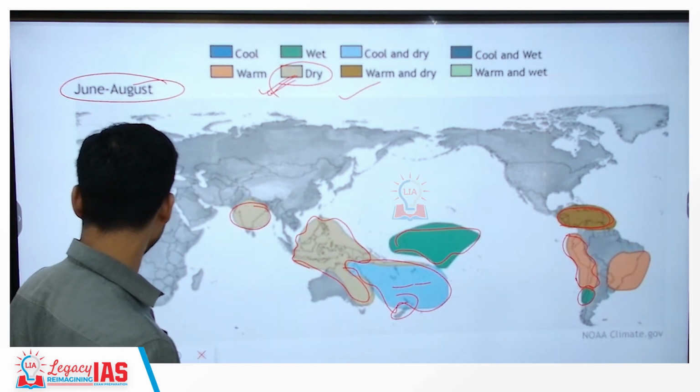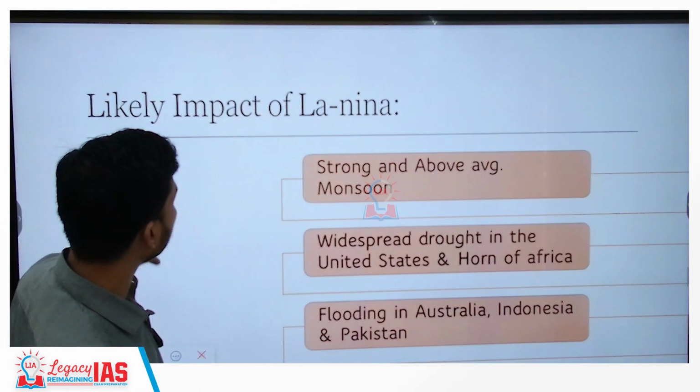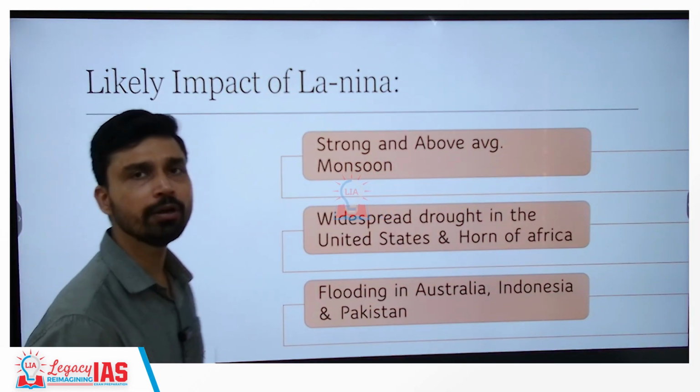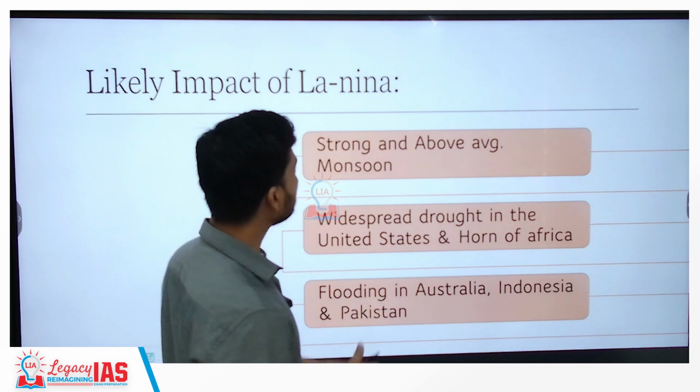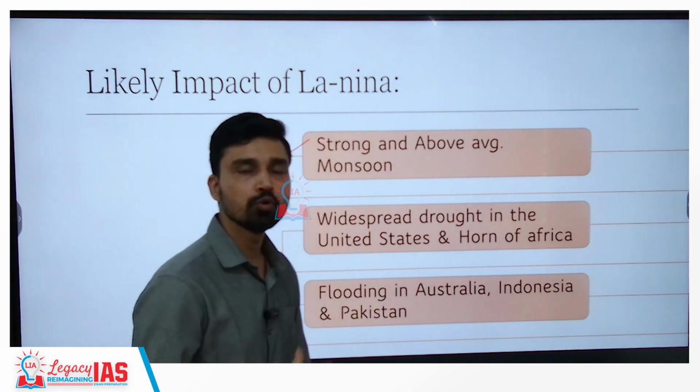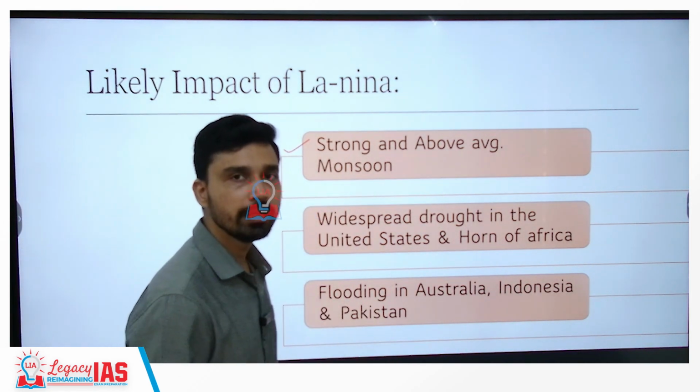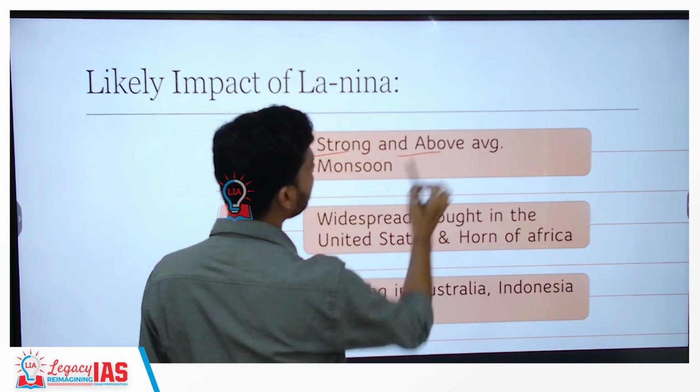So this is how we can understand the impact of El Nino on the weather. On the other hand, if you refer to La Nina, obviously La Nina will lead to what? Opposite effect as compared to El Nino. So we'll have a very strong and above average monsoon.